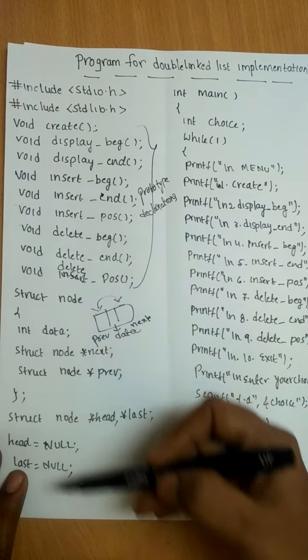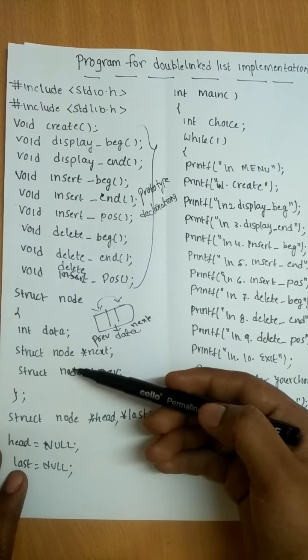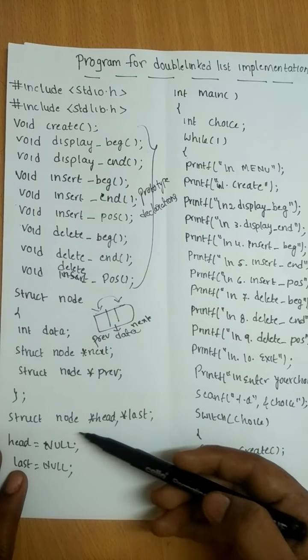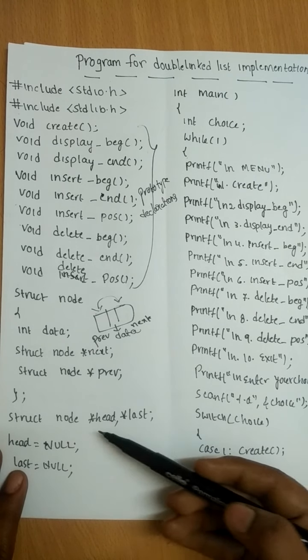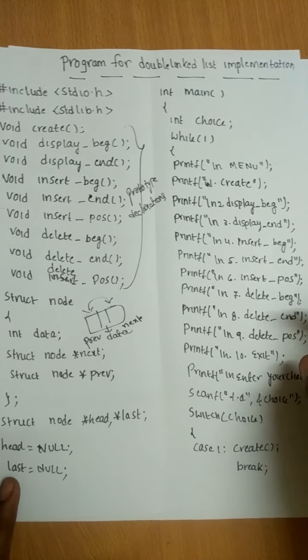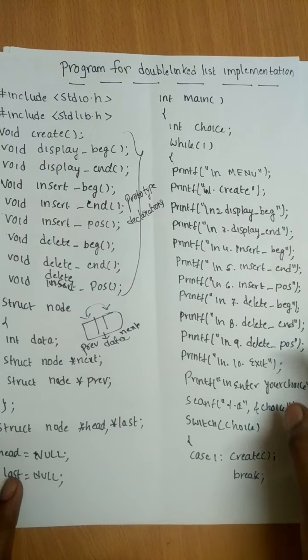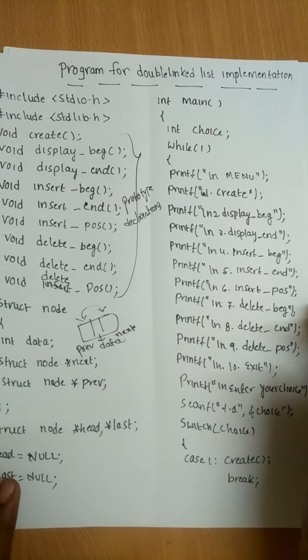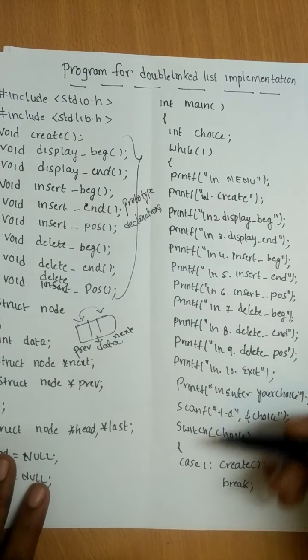These are all the global declarations: the prototype declarations, the structure, defining two pointers to the structure, head and last, and initialization of head and last to null. Now coming to the main function, first we will display the menu in main, and by using a switch case, we are writing the functions for all these operations.